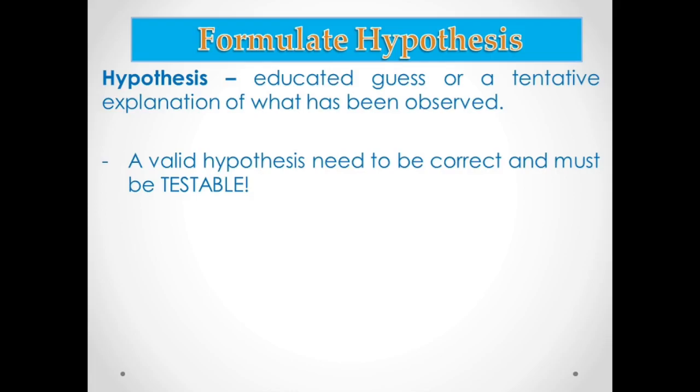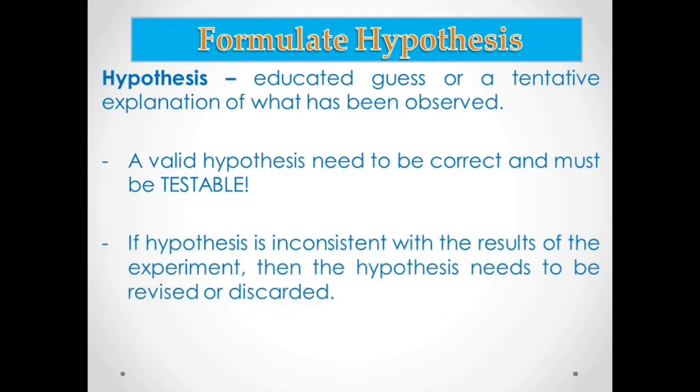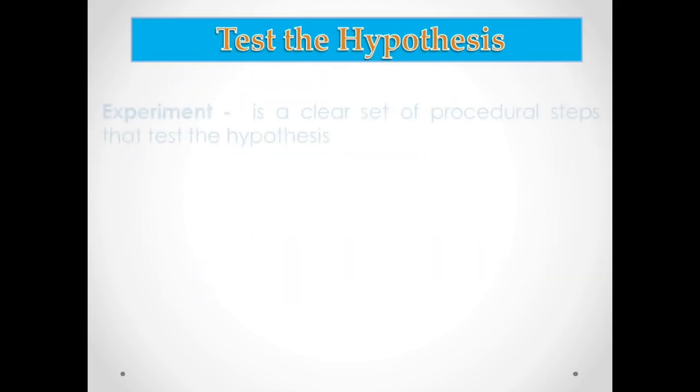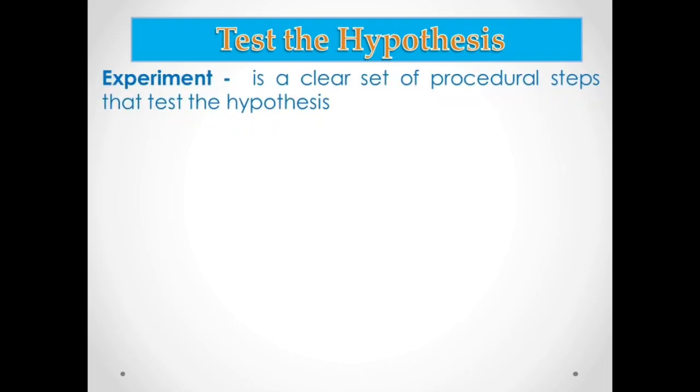And after that, because your hypothesis is testable, you test the hypothesis by experimentation. But before that, if the hypothesis is inconsistent with the results of the experiment, then you can revise your hypothesis or discard it. That's why it should be testable, so that whatever the results of the experiment, you can correct your hypothesis or discard it. So after you make a hypothesis, you test it by doing an experiment.